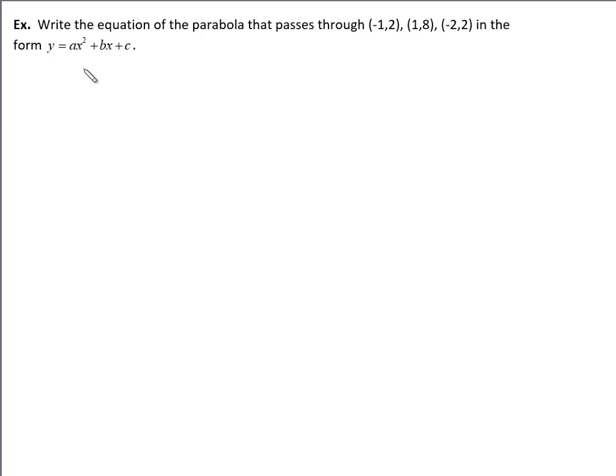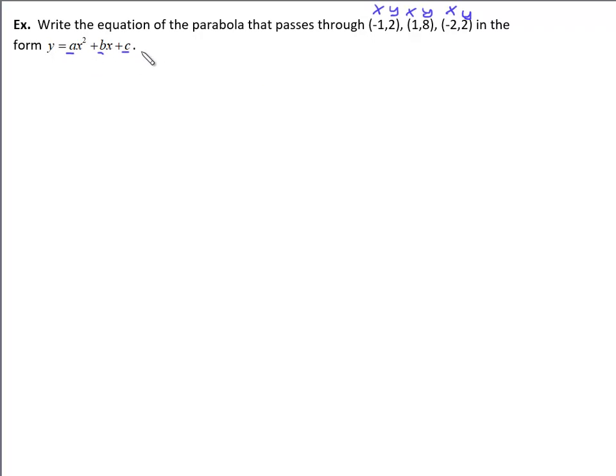So to get it in this form, we have 3 values we need to find. We need to find A, B, and C. Those are our 3 unknowns. To find those 3 unknowns, they've given us 3 points, 3 x and y pairs that we're going to substitute in for x and y.